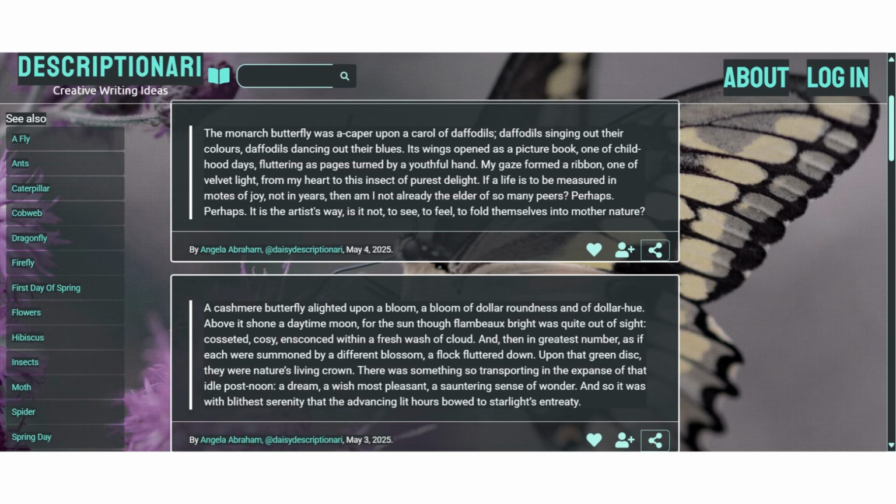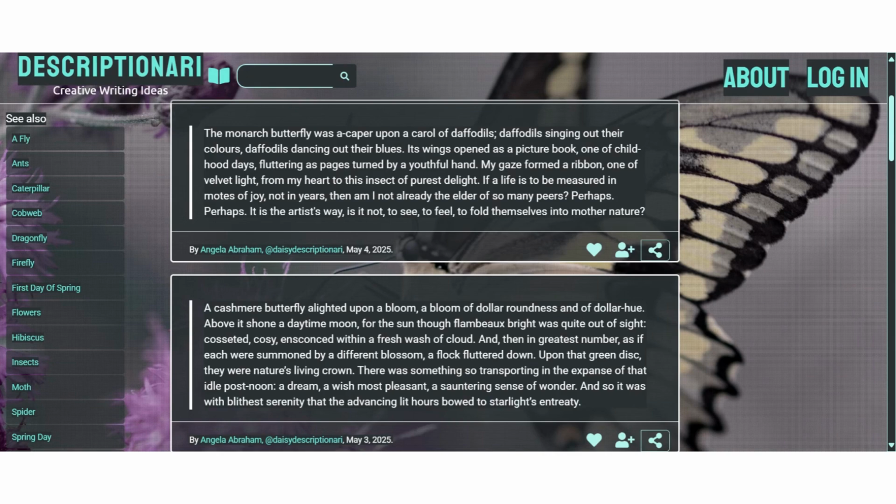However, anthropomorphisation can also be more subtle. And that is the way I tend to use it, and that is what we are going to look at in these descriptive paragraphs. These are on the page Butterfly.